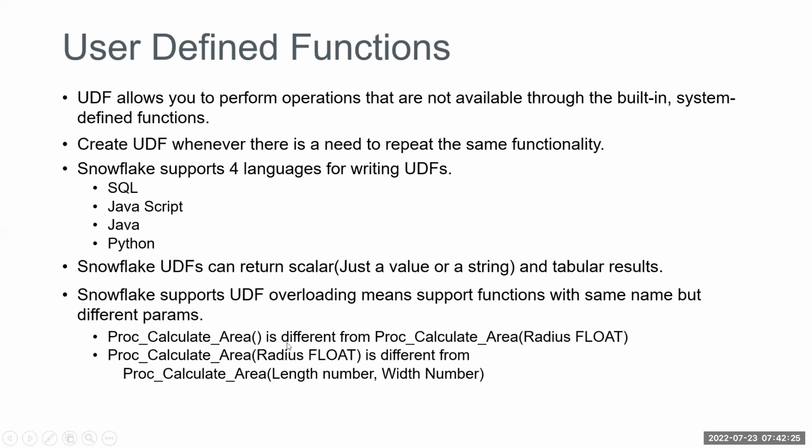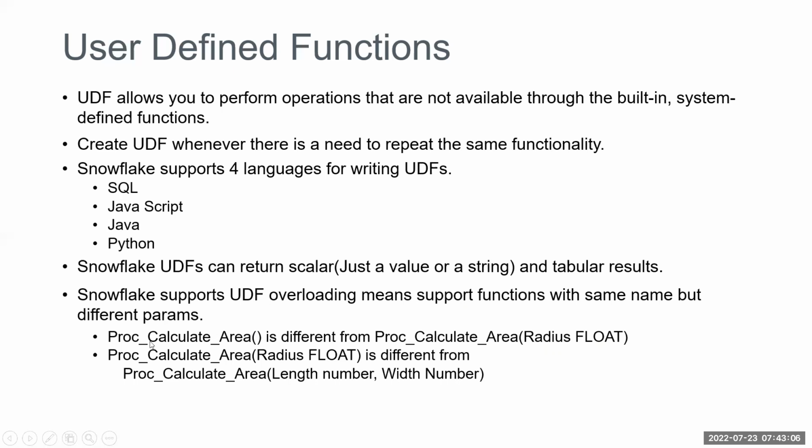Suppose this is a function and this is different from proc calculate area. If you see here, I'm not passing any arguments. But here, I'm passing one argument with the name radius with the type float. So the name is the same, proc calculate area, but the parameters are different. Here there are no parameters. Here I am using one parameter. Whenever we create functions like this, it will not throw any syntax error, because this is called UDF overloading. You can create functions with the same name but a different number of parameters.